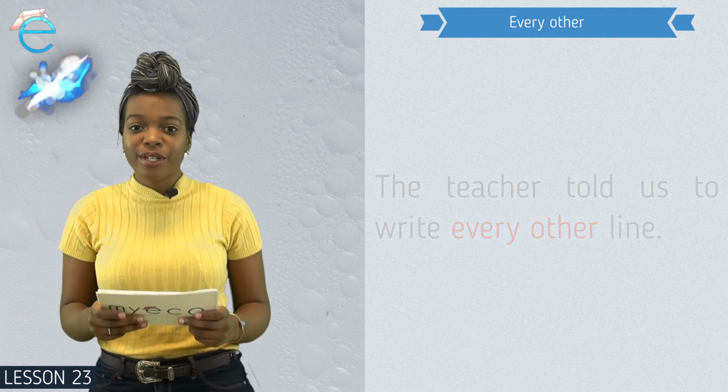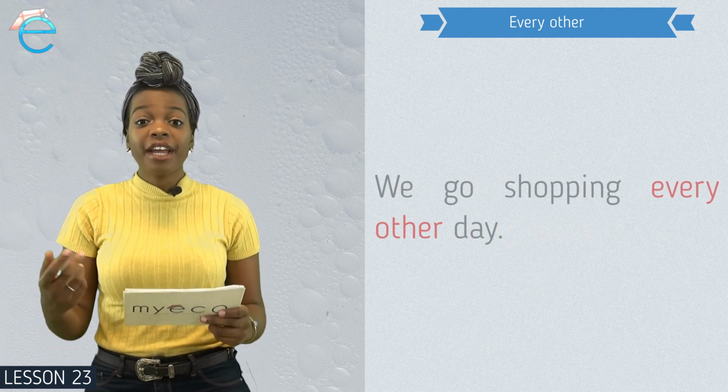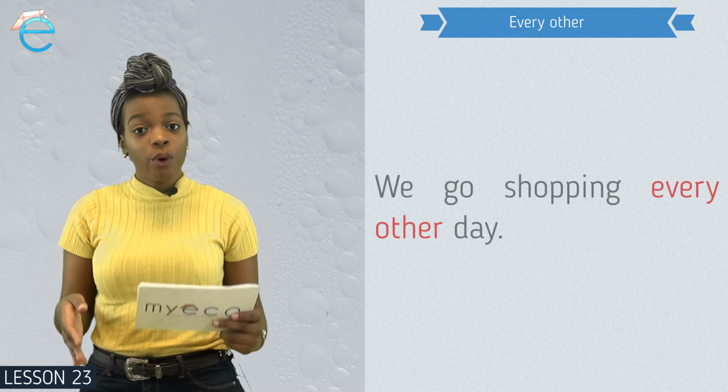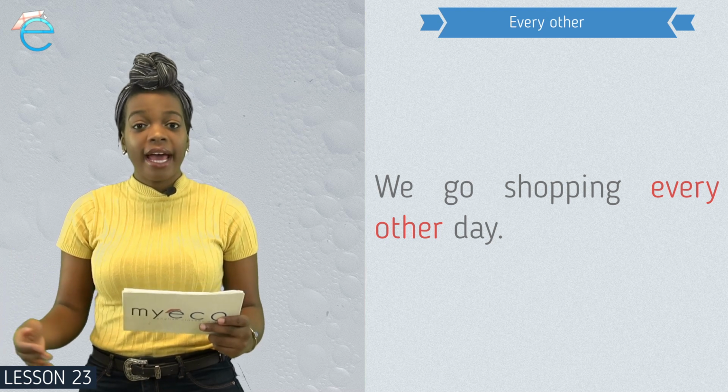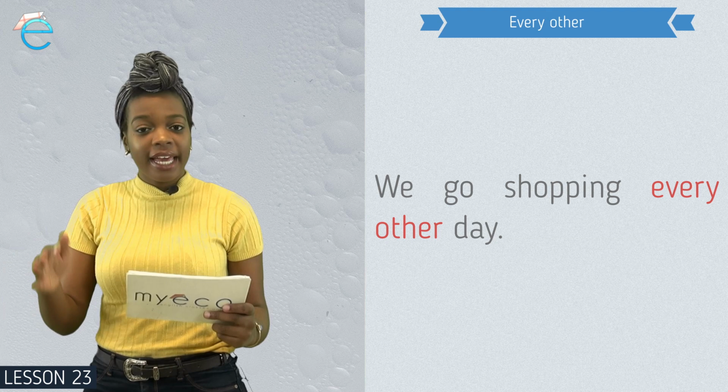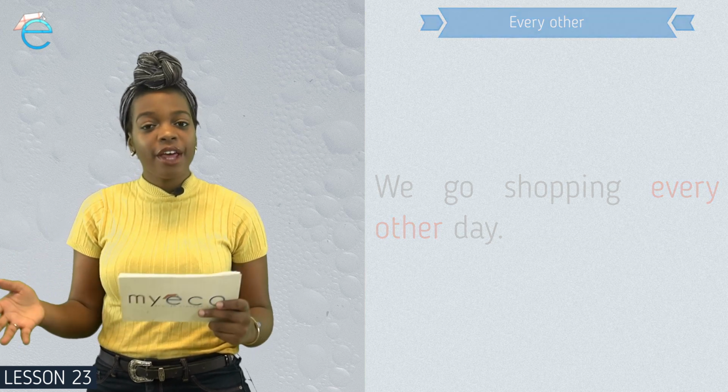Let's look at another example. We go shopping every other day. So I go shopping today, I won't go shopping tomorrow, and I will go shopping the day after tomorrow. So again, showing alternately, every other day.